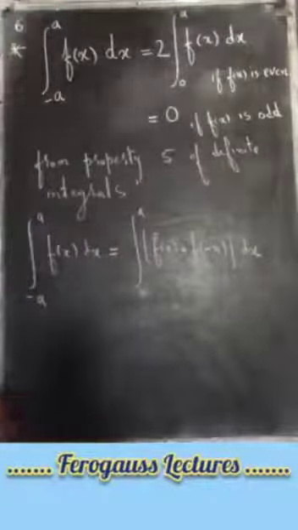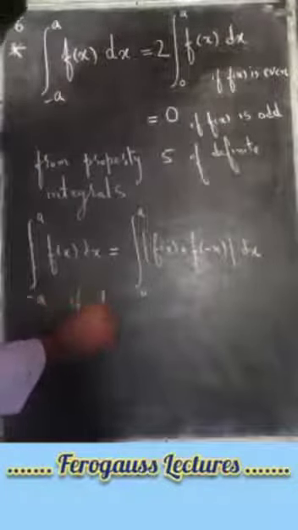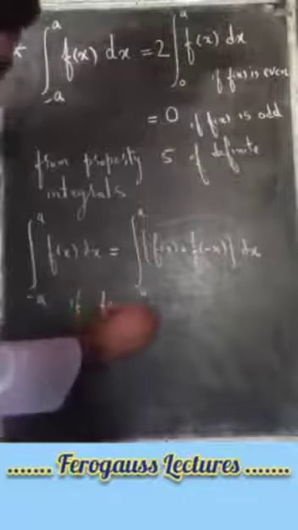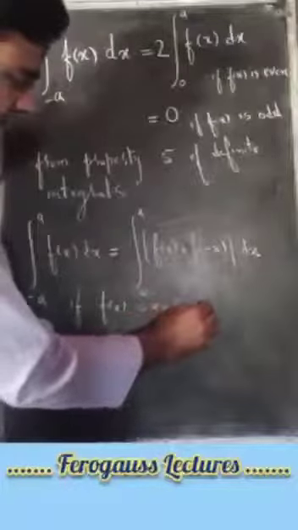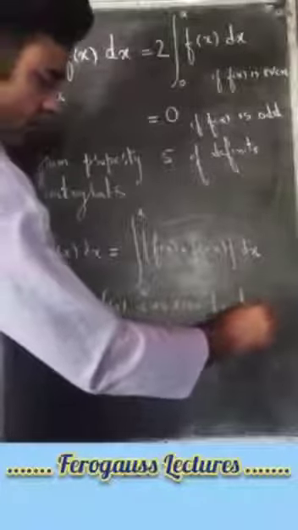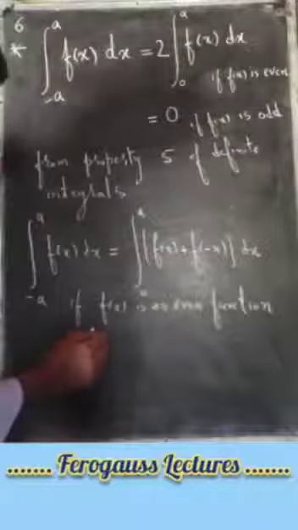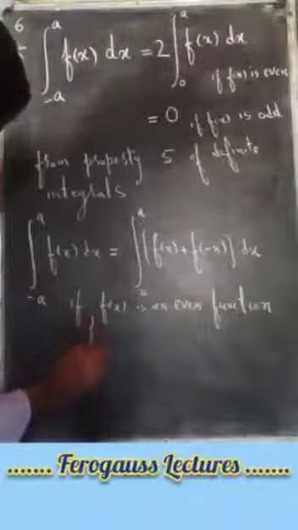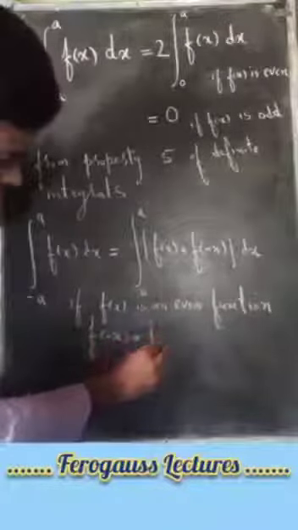Okay, now if f(x) is an even function, then we know that if f(x) is an even function, then we can write f of minus x is equal to f of x.